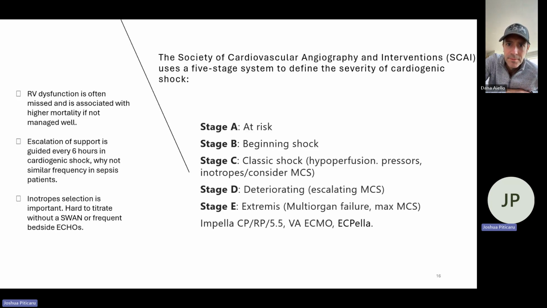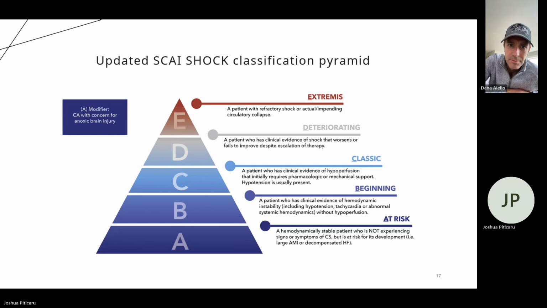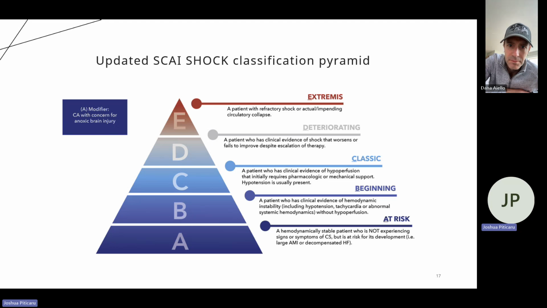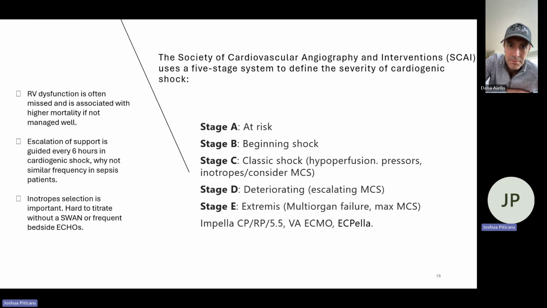So the Society of Cardiovascular Angiography and Interventions uses a 5-stage system to define the severity of cardiogenic shock. So there's stage A, B, C, D, and E, and that's how you're going to see it sometimes in some textbooks. And technically, stage A, which is the bottom of the pyramid right here, it's at-risk patients, patients at risk. They have some comorbidities, they're starting to get septic or whatever, hypotensive. Stage B is the beginning of shock. Stage C is a classic shock where you start getting hypoperfusion, being on pressors, inotropes.